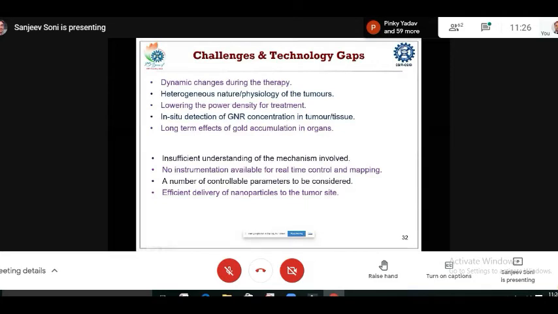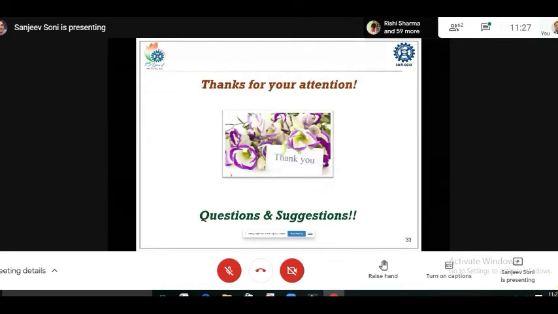Also, we need to quantify how many nanoparticles are actually present within the tumor, for which there are not many methods available. So there are also technological gaps which need to be addressed. And we also need to further understand the mechanism of this. So that's all. With this, I will stop here.